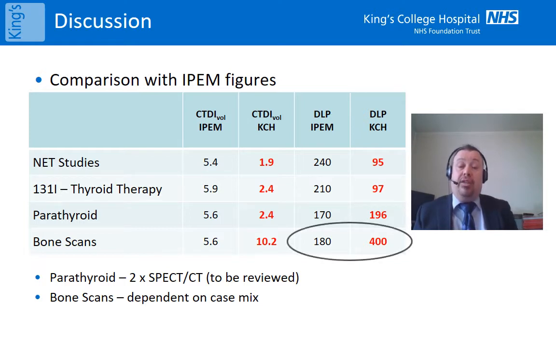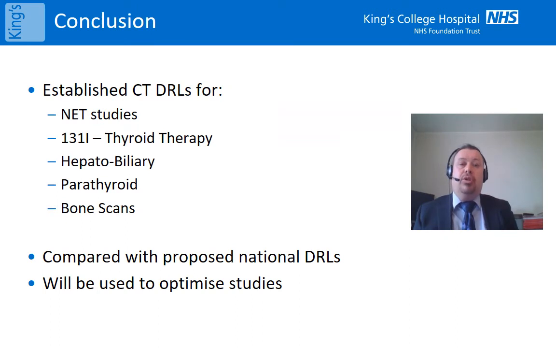Equally for bone scans, you can see that we're again above the nationally recommended DRLs. But as I've explained earlier, this is based upon the case mix of the studies that we're performing. So to conclude, we have established diagnostic reference levels for a variety of nuclear medicine SPECT-CT procedures. We've compared these to national values, and we will use these values in the future for optimizing our SPECT-CT studies.